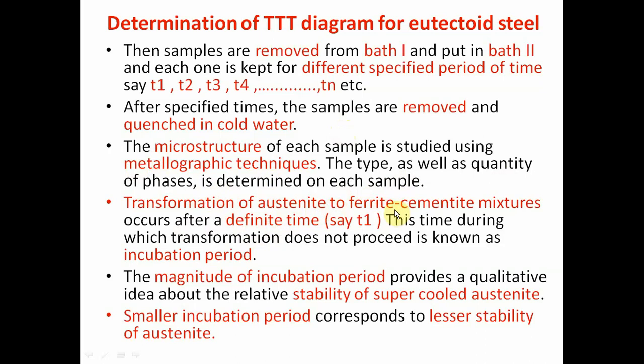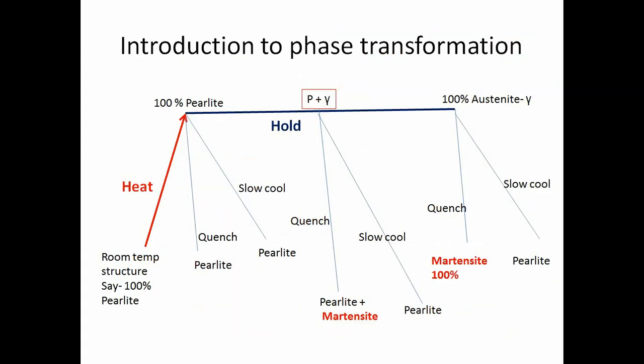Transformation of austenite to ferrite and cementite, that is the pearlite mixture, occurs after some definite time interval that can be well studied by the kinetics of transformation. This time during which transformation does not proceed is called the incubation period, and this incubation period is different for different steels. The magnitude of the incubation period gives a qualitative idea about the relative stability of the supercooled austenitic structure. A smaller incubation period corresponds to lesser stability of austenite. So we will see this incubation period on the TTT diagram.